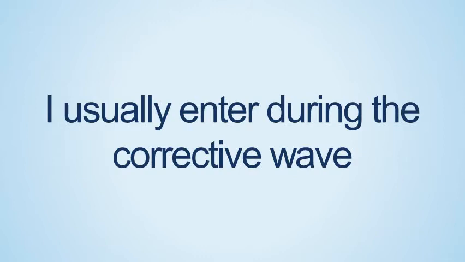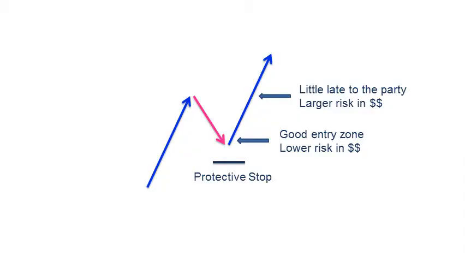Generally, I prefer to enter every trade during the corrective wave in the direction of the overall trend or the impulsive wave. It's a bit of an art form as you are entering the trade when the market has yet to confirm a return to an impulse move. The problem is that when you wait for too much confirmation, the trade is well underway and you now have a larger stop, which equals a lower position size.